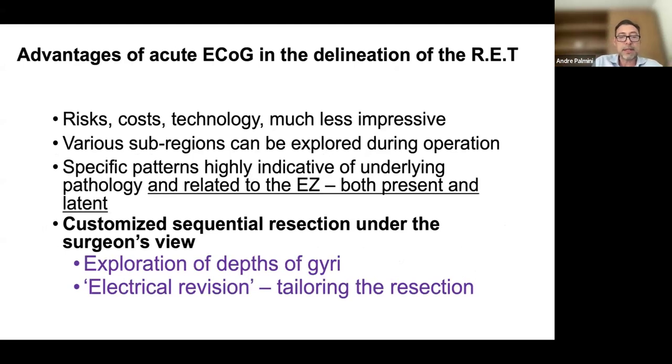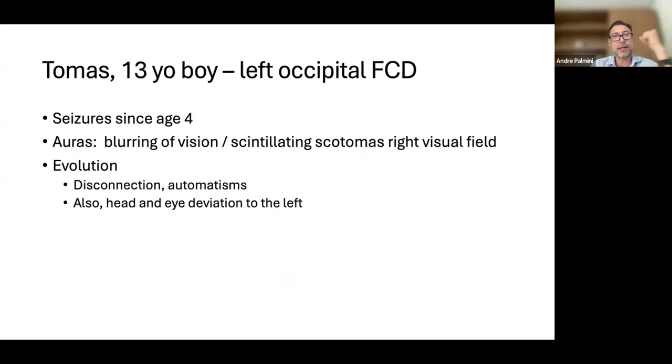One of the important advantages of this kind of spider-like electrodes is that you can explore the depths of the gyrus and do as many electrostimulations as you want during the operation. Okay, I'll finalize with this slide of this boy, showing the integration between semiology, PET, and acute ECOG.